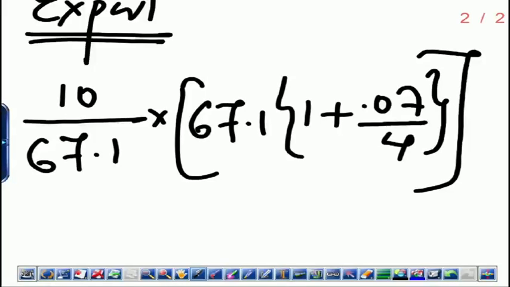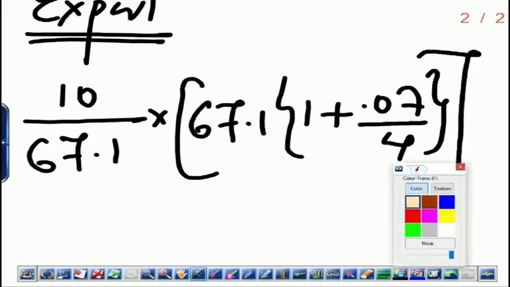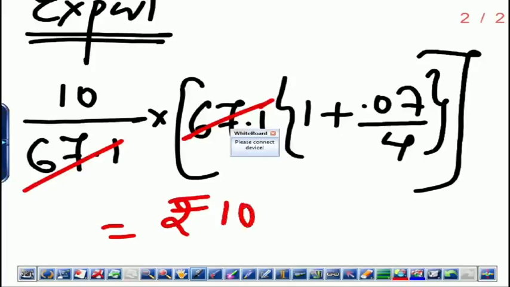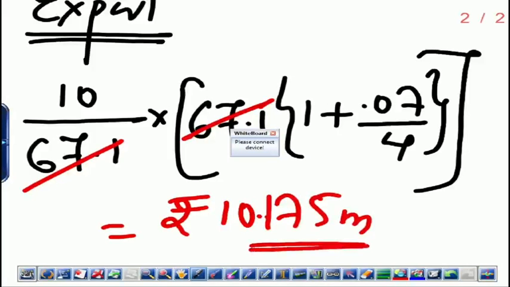Perfect. So you can see I divided 10 by 67.1 to get the invoice amount. You can show it as step 1. And then that is sold forward, so I needed the forward rate. The forward rate is the spot rate escalated by the 7% premium. Correct. Now if we actually do the maths, we will find that 67.1 cancels off, and therefore the answer is 10 into 1 plus 0.07 by 4. What is it coming to? In 3 decimal places, rupees 10.175 million. This is the answer.